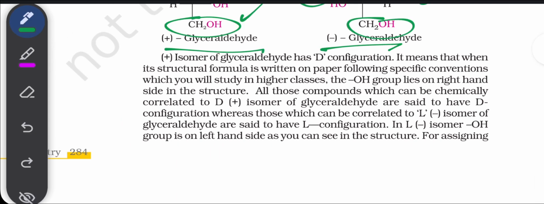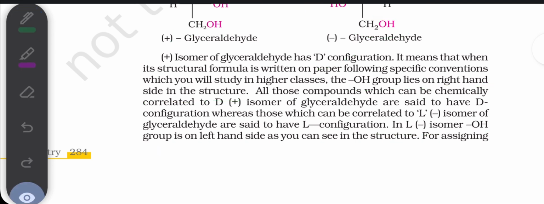It means that when its structural formula is written on paper following a specific convention, which you will study in higher classes, the OH group lies on the right hand side in the structure. So plus has D configuration, and D configuration means OH on the right side. All those compounds which can be chemically correlated to the D isomer of glyceraldehyde are said to have D configuration, whereas those which can be correlated to the L isomer of glyceraldehyde are said to have L configuration. In the L isomer, OH is on the left side, as you can see in the structure.